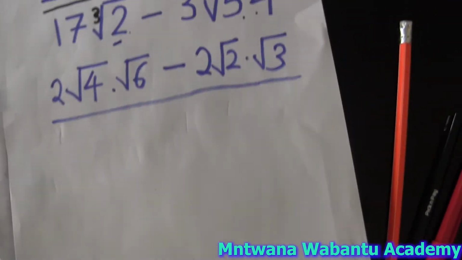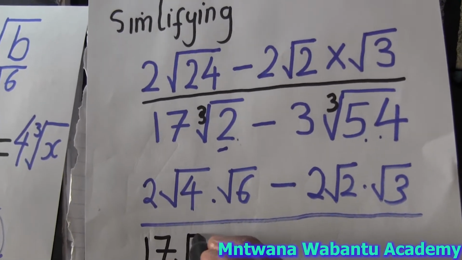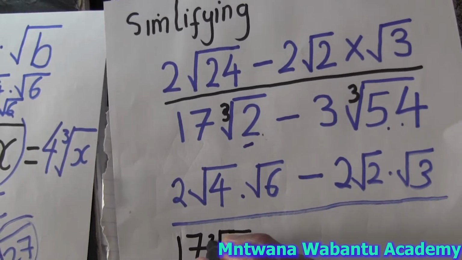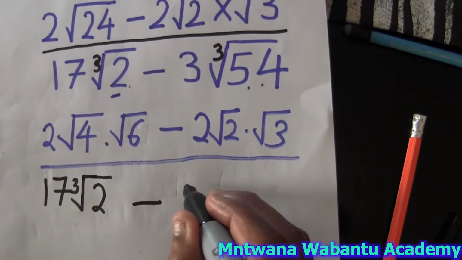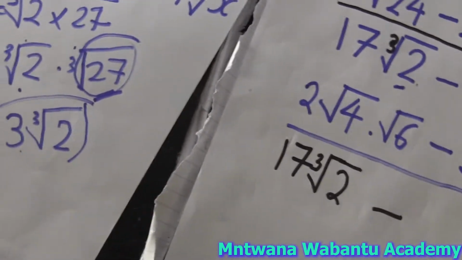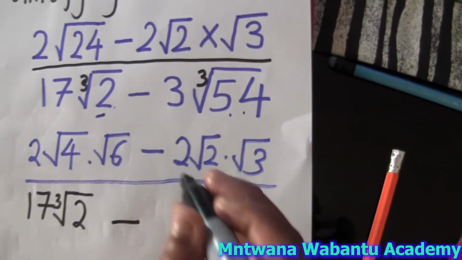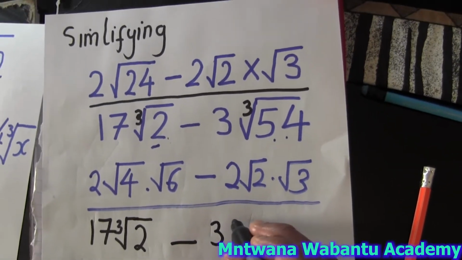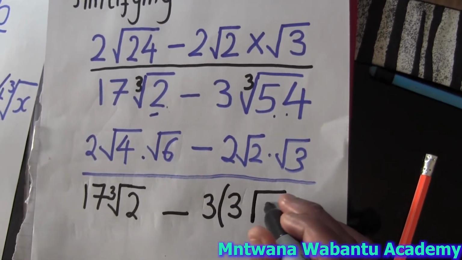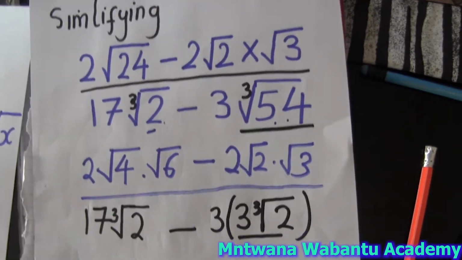So let's replace. Here the 17 is going to remain the same. And I'm going to have here the cube root of 2, and then minus. So 3, just a 3. But this term here, instead of writing all of cube root of 54, I'm going to write 3 times the cube root of 2. So we have 3 out there, and then multiply by cube root of 2. That means you replace this with that. You know what I'm saying?